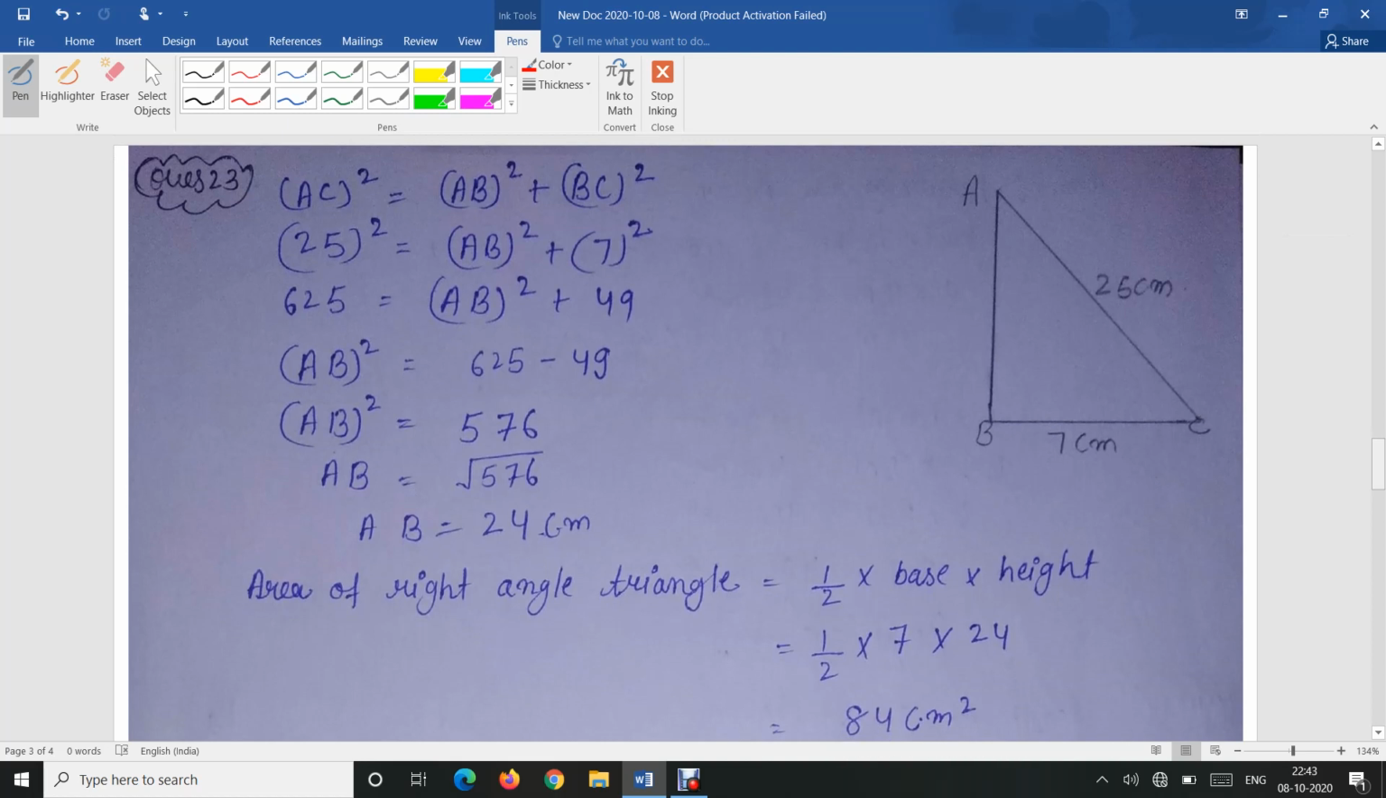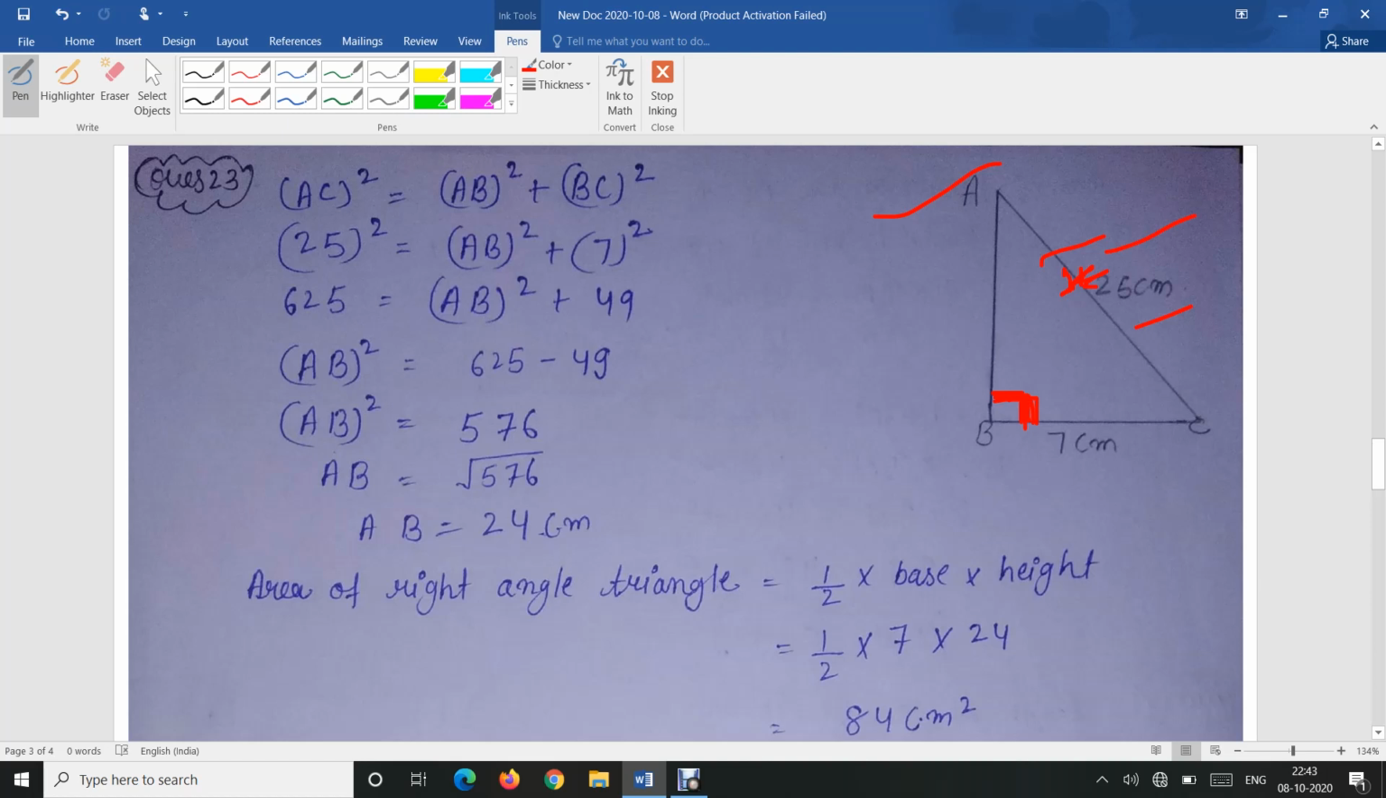But to find out the area of the triangle, you need base and height, and height is always a perpendicular. So you have to find the perpendicular. So this is the right angle triangle, right angled at B. This is the hypotenuse because it is the longest side, and it is the opposite side of this angle. That means the opposite side of the right angle is always the hypotenuse.